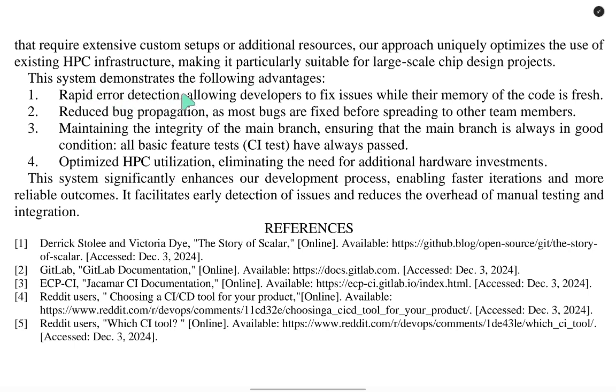This system demonstrates the following advantages: rapid error detection, allowing developers to fix issues while their memory of the code is fresh. Reduced bug propagation, as most bugs are fixed before spreading to other team members. Maintaining the integrity of the main branch, ensuring that the main branch is always in good condition. All basic feature CI tests have always passed. Optimized HPC utilization, eliminating the need for additional hardware investment.